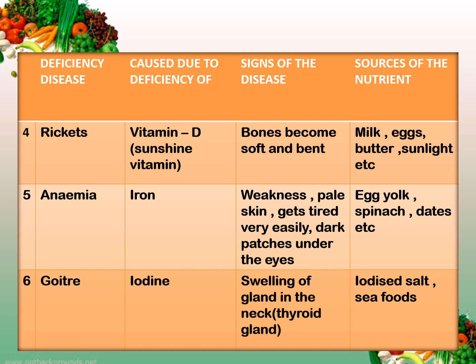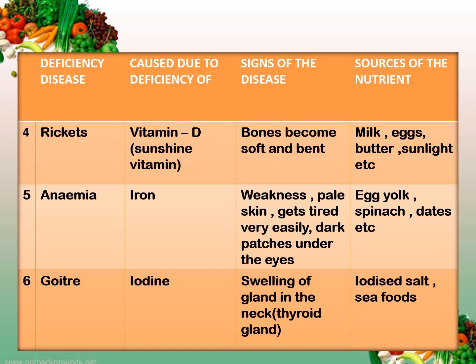This anemia is caused in a person if his diet lacks iron mineral for a long time. And the signs of the disease anemia are weakness, pale skin, person gets tired very easily, and dark patches can be seen under the eyes. Here weakness means the person feels weak, and pale skin means the color of the skin becomes pale, light. This happens due to less hemoglobin in our blood.